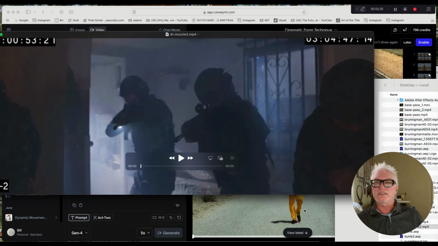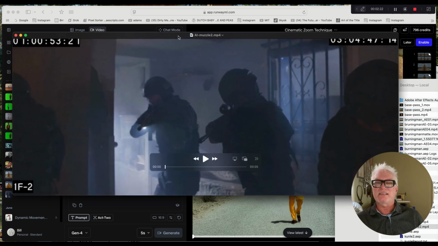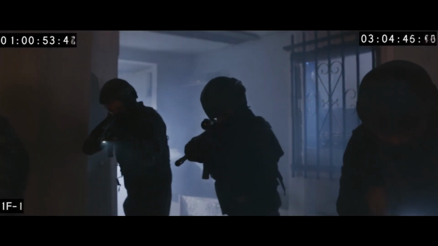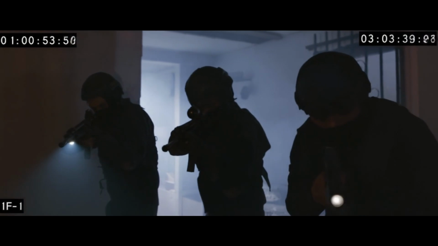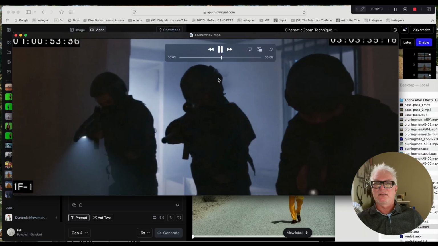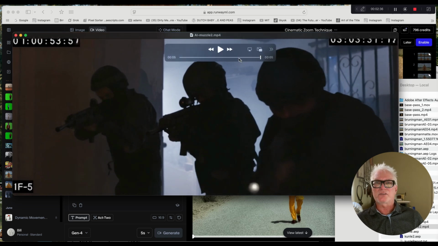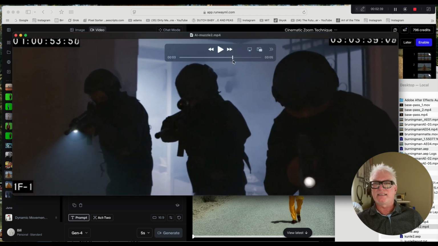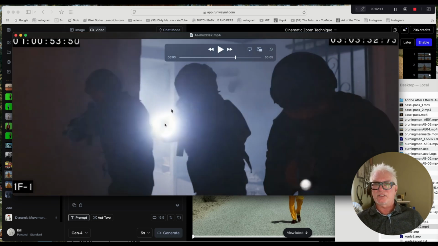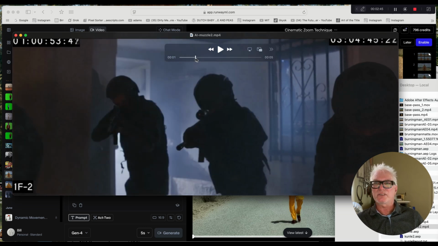So I took the same shot and used the same prompt, except I told it to move the characters around, have them moving, and this is what it gave me. I can't even call those muzzle flashes. I don't know why it did that. It's just bright flashlights going off, sort of, but the characters are moving, which is kind of cool.